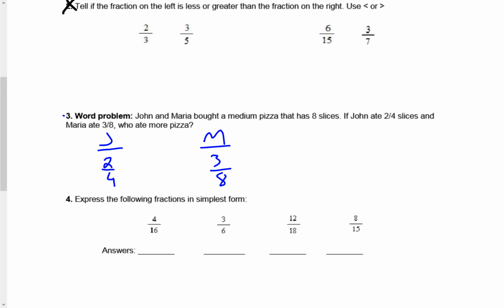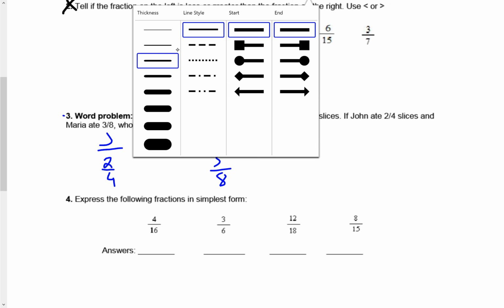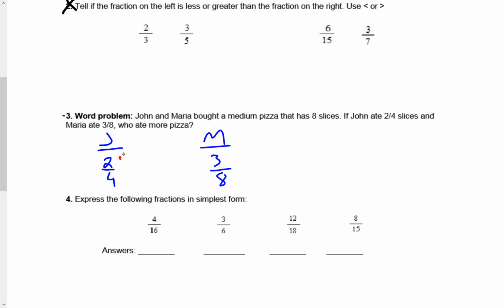We can only compare those two if we change them to fractions with a common denominator. So looking at these, if you look at the denominators 4 and 8, we can have a common denominator of 8. And we can do that simply by multiplying this by 2 on the top and on the bottom. So that fraction, if we rewrite it, is going to be 4/8. So then we know that John ate 4 out of 8 pieces and Maria ate 3 out of 8. And Mr. Pouts ate the last one. So John actually had the most pizza there between the two.